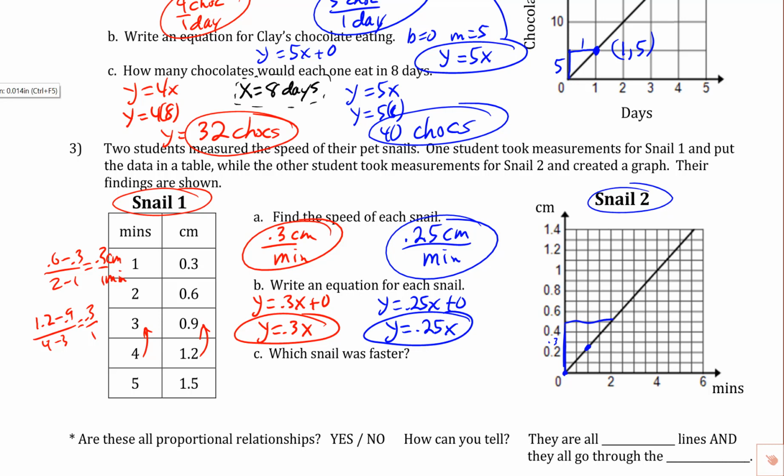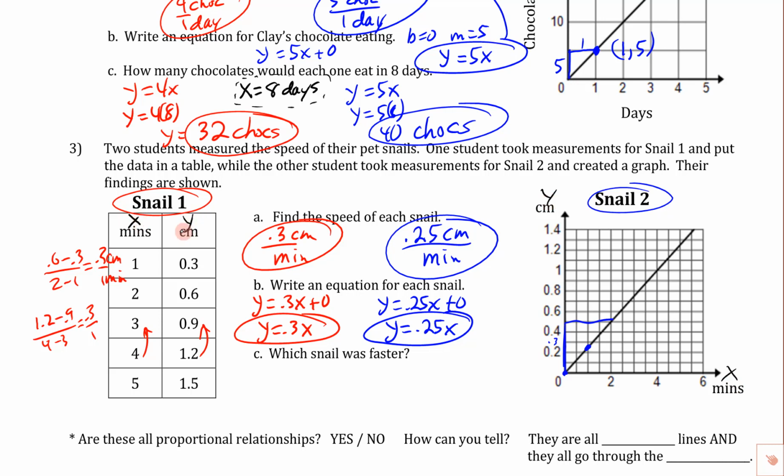We do want to make sure that we say what each one of those variables represents. So the x-axis is minutes and the y-axis is centimeters. So here's the x and here's the y. So x is minutes, y is centimeters. Let's make sure that this matches up over here.